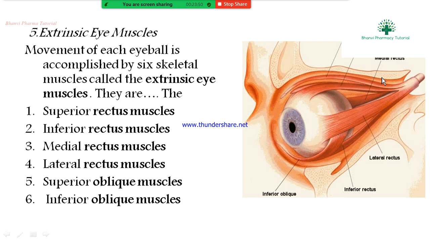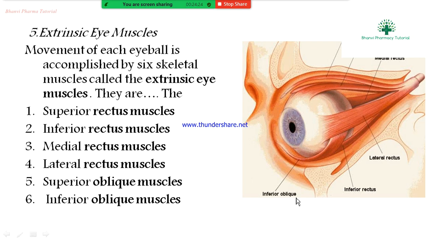Second one is the inferior rectus. This is the inferior rectus muscle. Next, third one is the lateral rectus muscle. This is the lateral rectus muscle. Fourth one is the medial rectus muscle. Here you see the diagram of the medial rectus muscle. Next, fifth one is the superior oblique muscle. This is the superior oblique muscle.